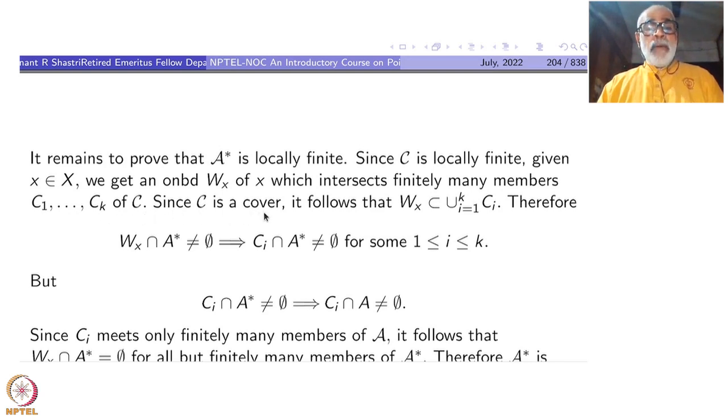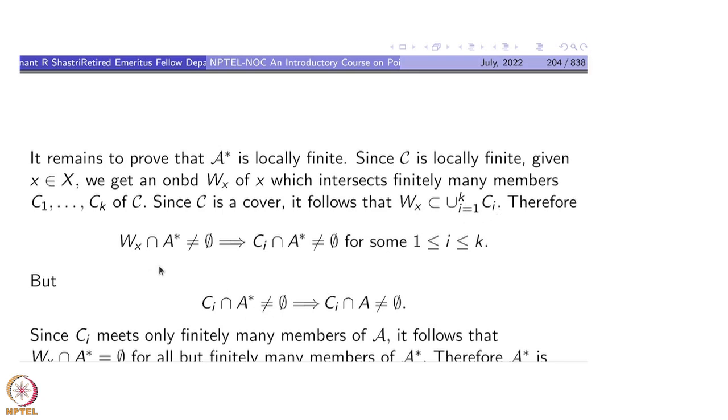Since C is a cover, it follows that this neighborhood WX must be contained in whatever members intersect it, namely C_i, i ranging from 1 to k. Other members don't intersect, so they are not needed to cover X. But all of them together have to cover WX, therefore WX is contained inside the union of C_i, i from 1 to k. Now suppose WX intersects some A star.